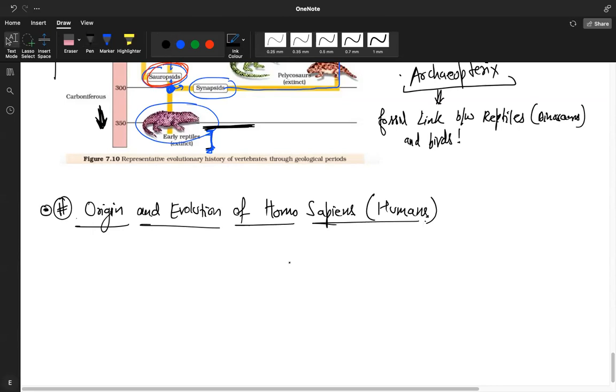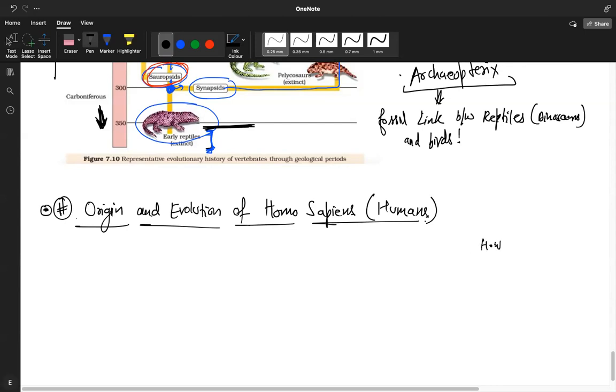Now, at the very end, we are just studying this because we are human, and it's good to know about our own evolution. Where did we come from? Now, for human evolution, humans are basically primates, right? Do you know the difference between primates and non-primate vertebrates? If you go to class 11th, I am giving you this one homework.